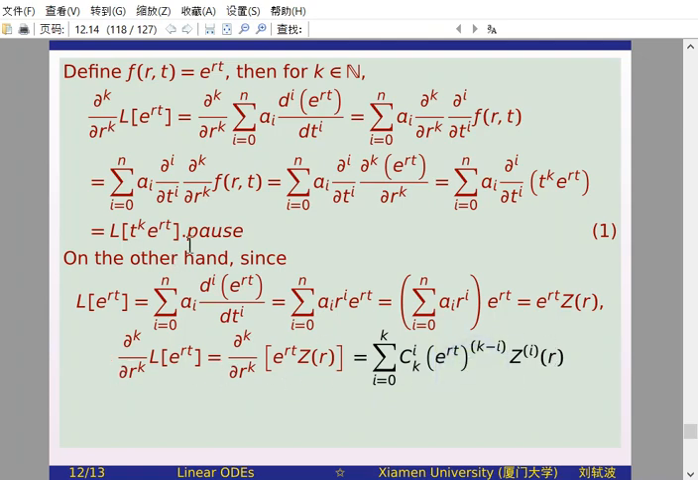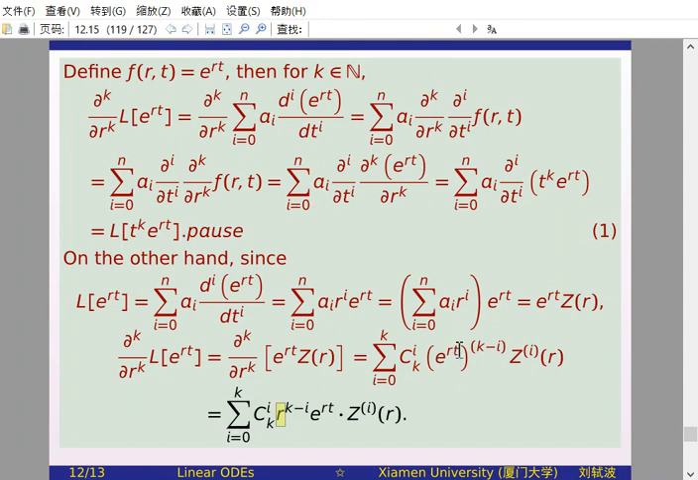So these two results should be equal. This result can be written further: the (k minus i)-th order derivative of e^{rt} could be computed. Because our derivative is with respect to r, therefore this will have... maybe I am making some mistake. Our derivative is with respect to r, so this should be t, not r. Sorry, I made a mistake.